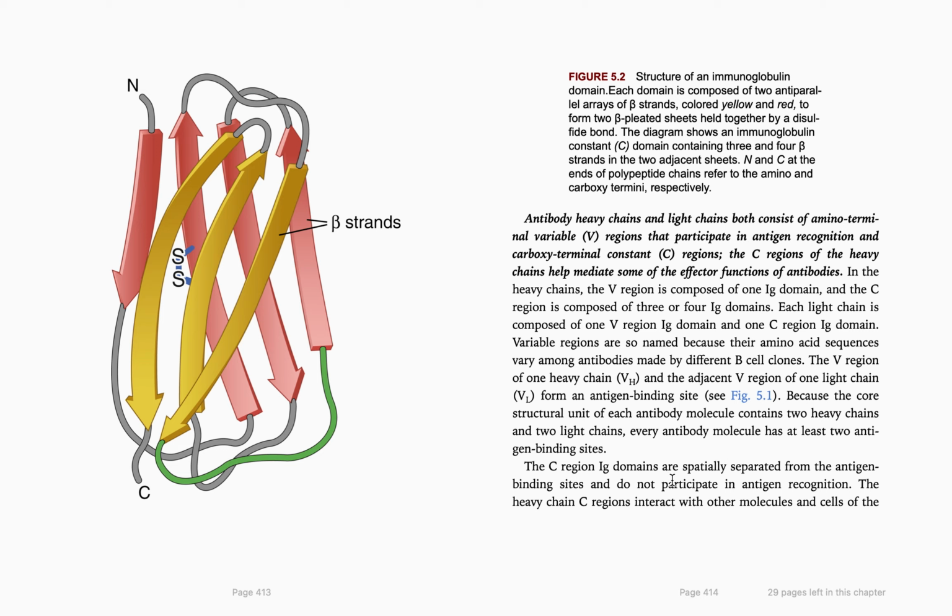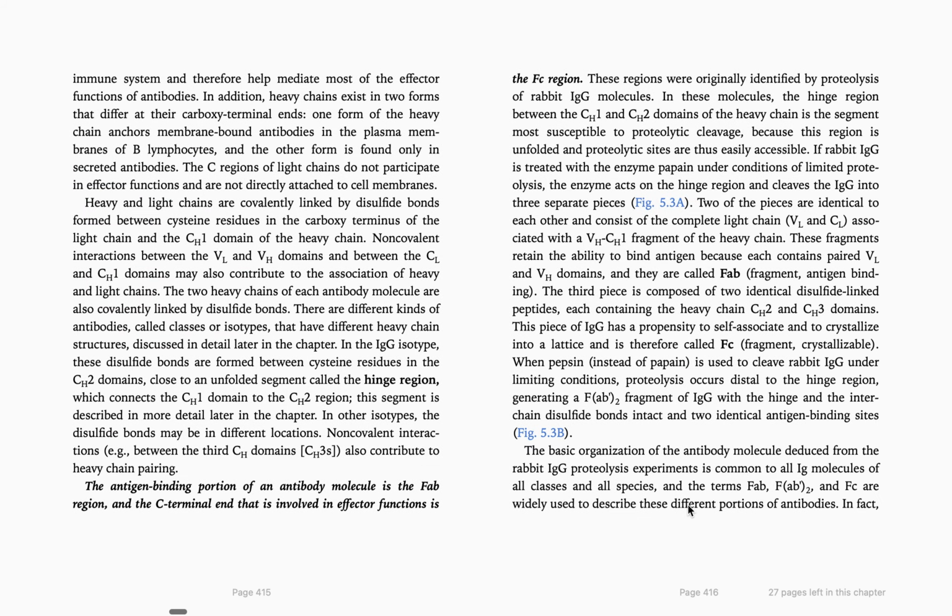C region Ig domains are spatially separated from the antigen binding site and do not participate in antigen recognition. The heavy chain C region interacts with other molecules and cells of the immune system and therefore helps mediate most of the effector functions of the antibodies. In addition, heavy chains exist in two forms that differ at their carboxyl terminal ends.